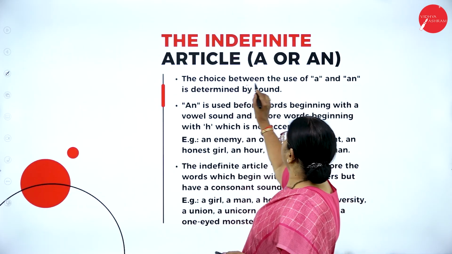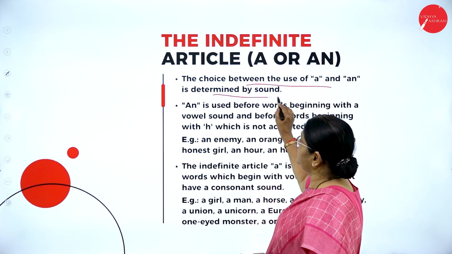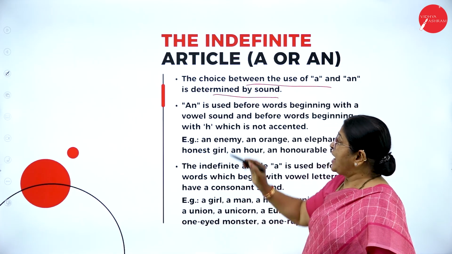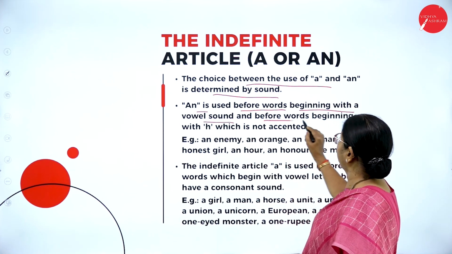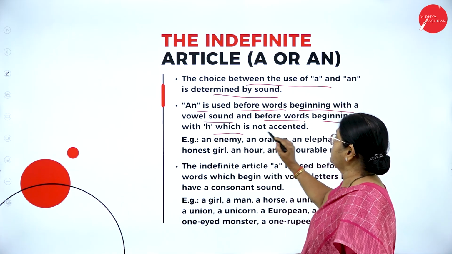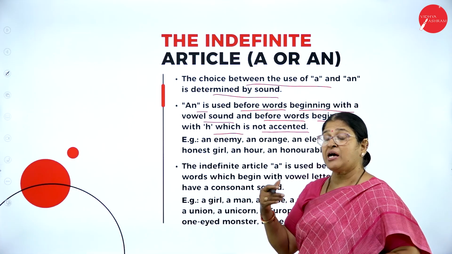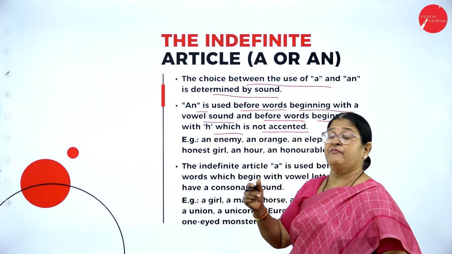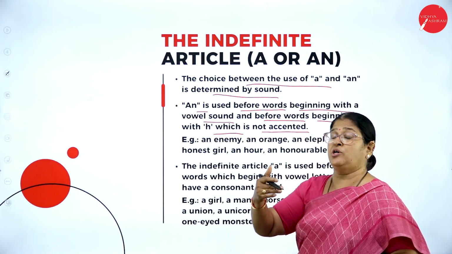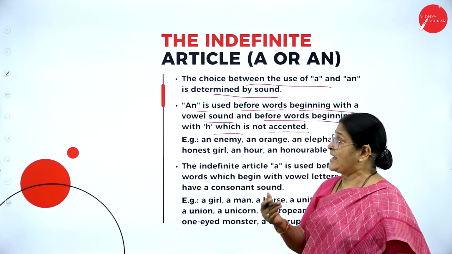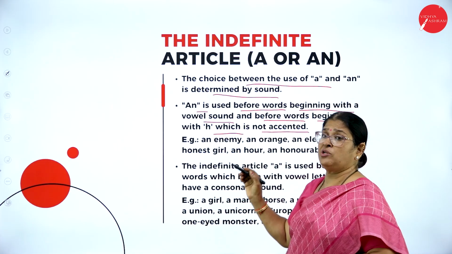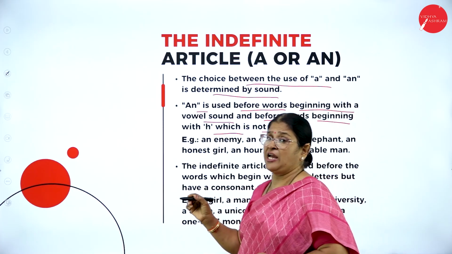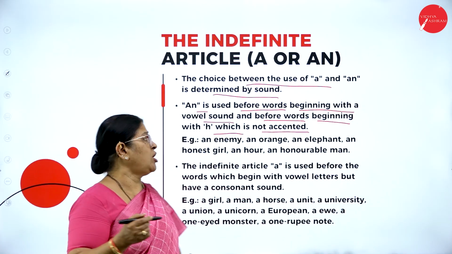Now, the choice between the use of a and an is determined by sound. An is used before words beginning with a vowel sound and before words beginning with H which is not accented. There are some words which begin with a silent first letter. An is used before words beginning with a vowel sound. Like for example, A, E, I, O, U are called vowel sounds.